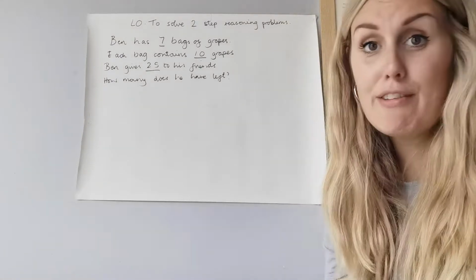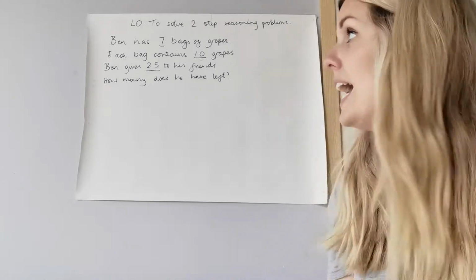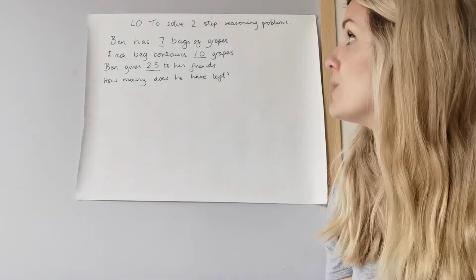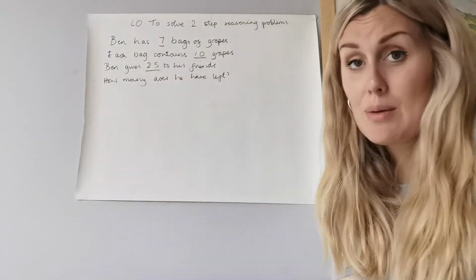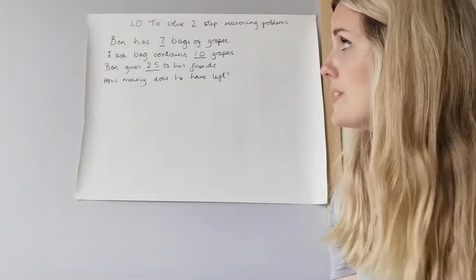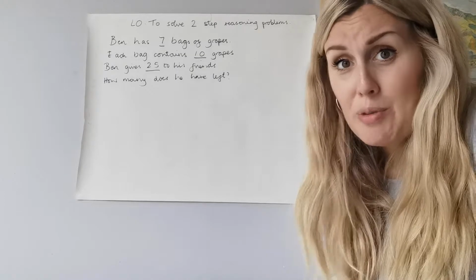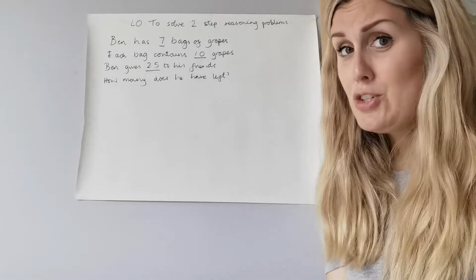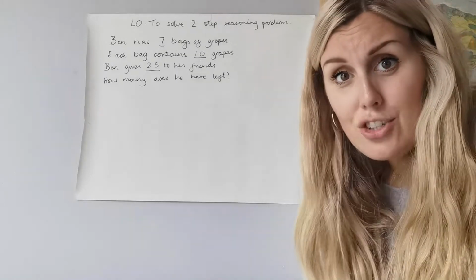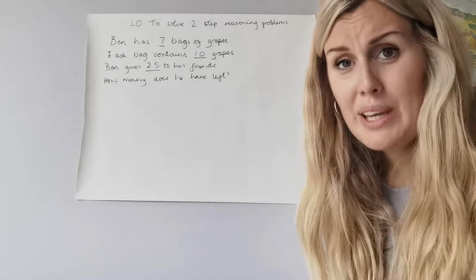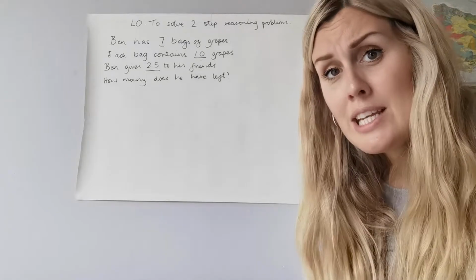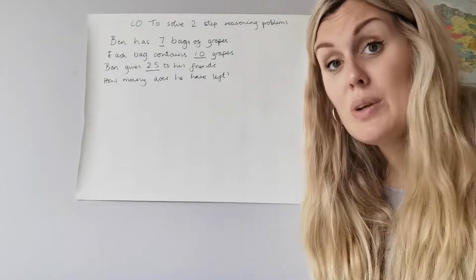So this is for day 5, week 11, and it is learning to solve two-step reasoning problems. So there's quite a lot in that learning objective. Reasoning problems, first of all, are a bit tricky. It's like you have to use your comprehension, like English comprehension, but in maths. So you have to really read a question carefully to actually answer it.